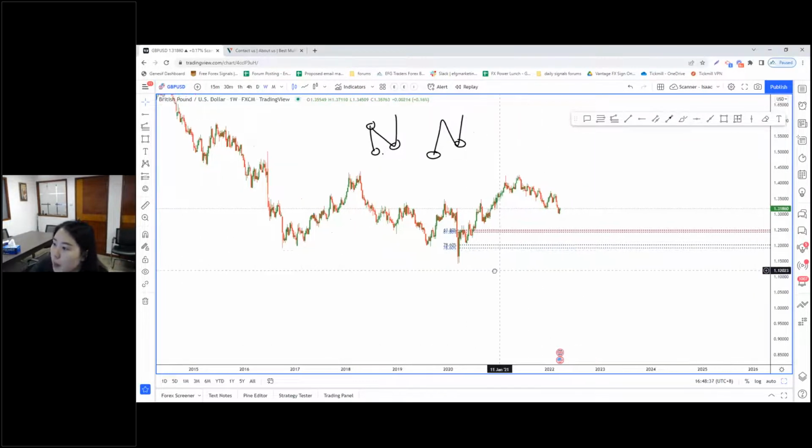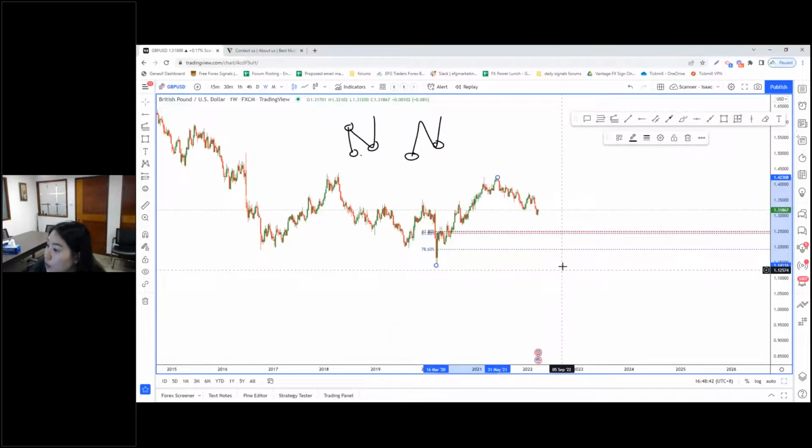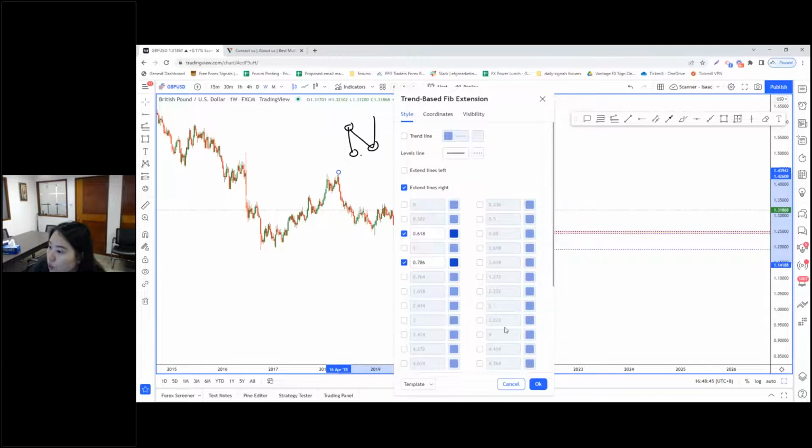In the meantime, I'm just going to go back to this confluence level. I'm going to get rid of the 78.6 because it's too far from where price is.